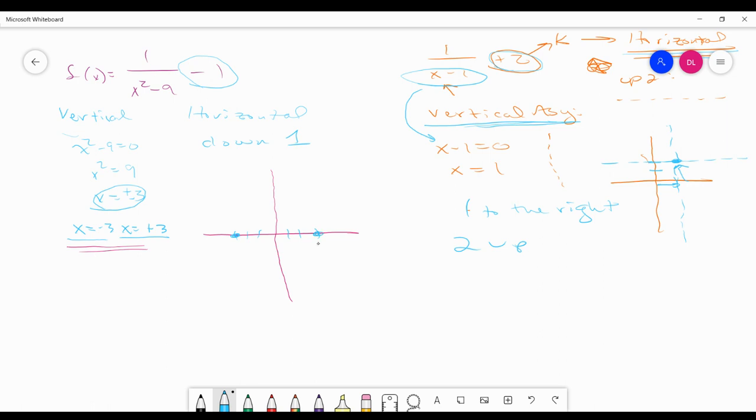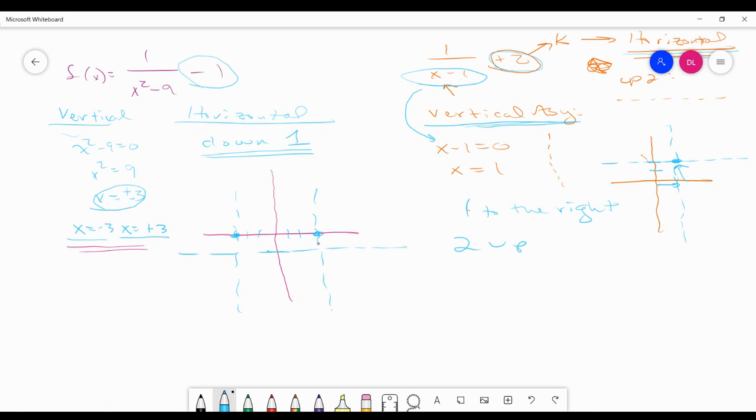So we've got that, and we've got our vertical one here, and we've got our vertical one here. And this horizontal one is going to move down 1, so I'm going to go down 1, and I'm going to put my horizontal like that. And so now I've got the vertical asymptote and the horizontal asymptote covered.